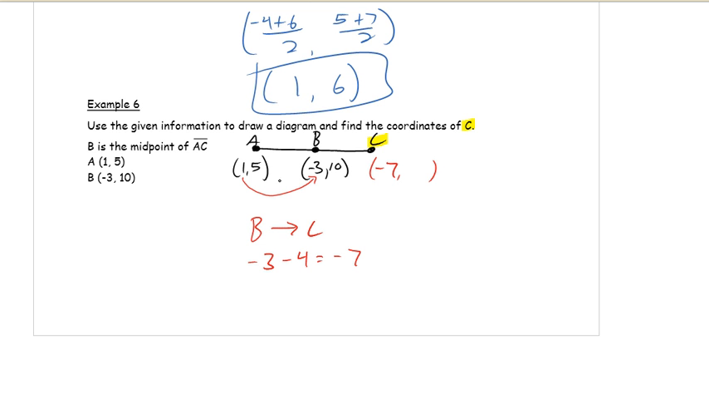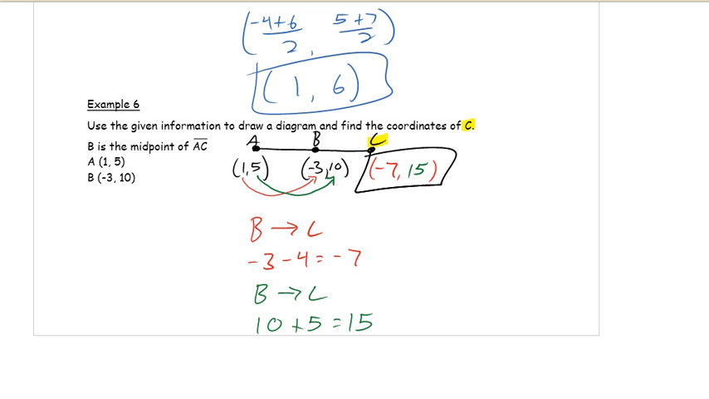To go from your y-coordinate in A to B, you have to go from 5 to 10. So to go from B to C here, you're adding 5. So to go from B to C in your y, you're going to take 10 plus 5 more, 15. I'm using Christmas colors. There is your final answer.